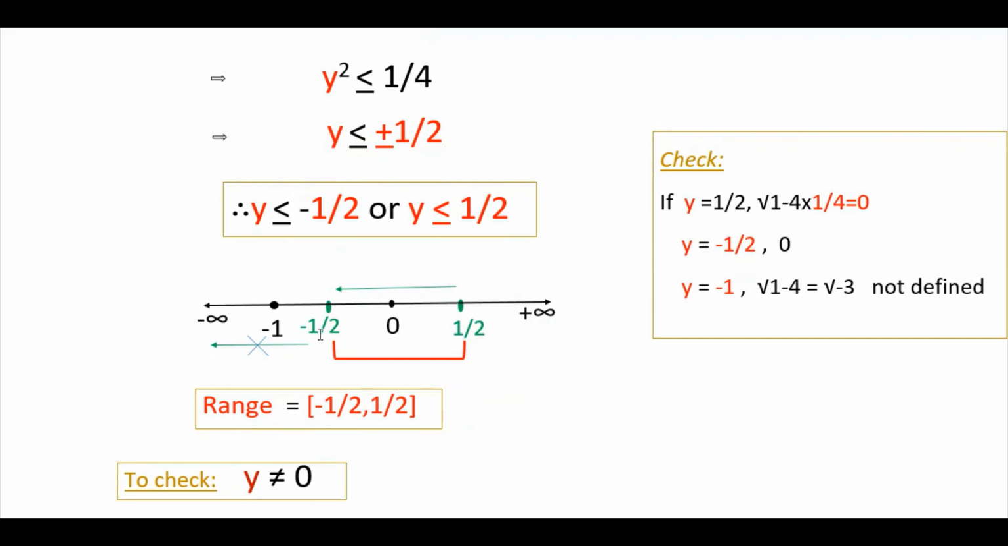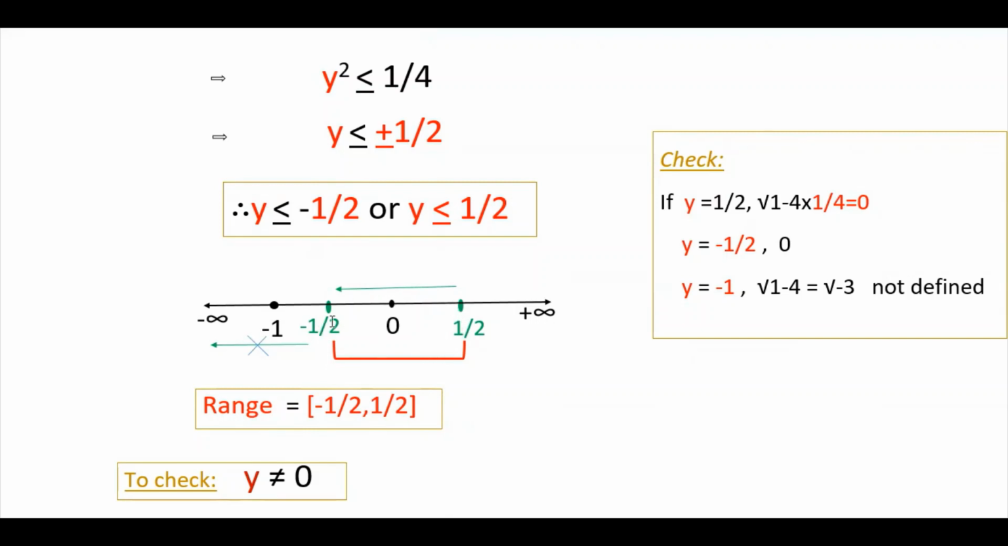First, you can take any number less than minus 1 by 2. For example, minus 1. If you apply minus 1, then square root of 1 minus 4y square, where y is minus 1 whole square, then that is minus 4. So this is equal to square root of minus 3. A negative number in the square root is not defined. So you should not take any numbers less than minus 1 by 2. It can be minus 1 by 2, but less than minus 1 by 2, you cannot take.